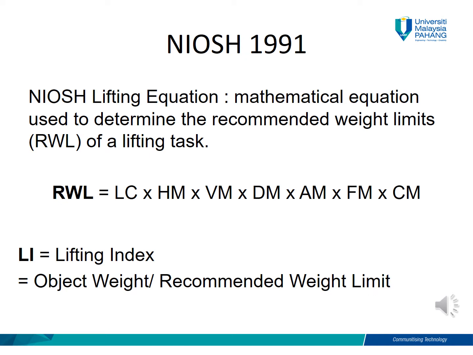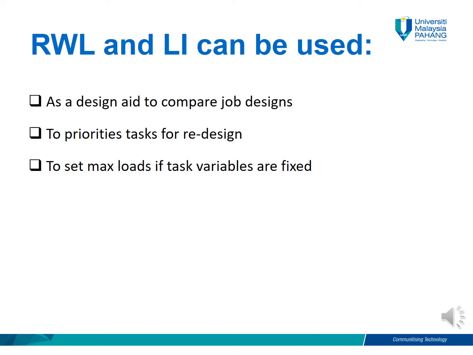Meanwhile, LI is equal to the lifting index. How do we calculate the lifting index? The lifting index can be obtained by dividing the object weight by the recommended weight limit. Let's go to the next slide to see how the LI functions to determine the safeness of the lifting activity. The recommended weight limit and the lifting index can be used as a design aid to compare job designs, to prioritize tasks for redesign, or to set maximum loads if task variables are fixed.